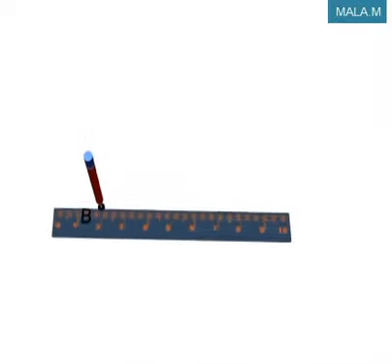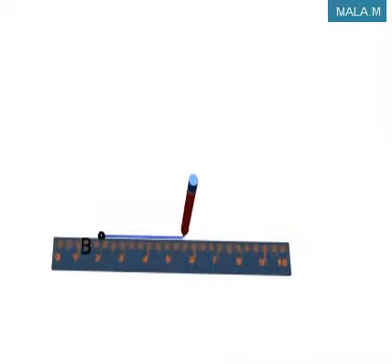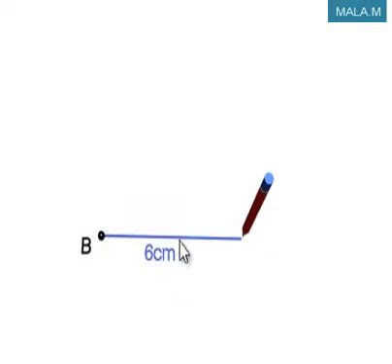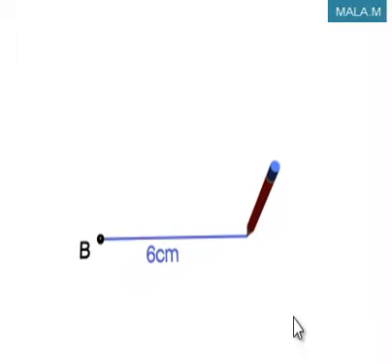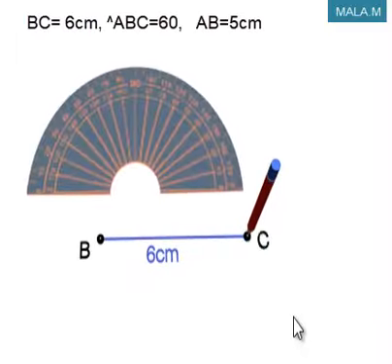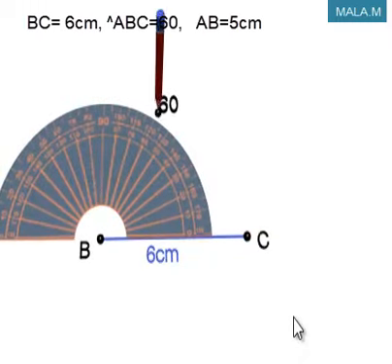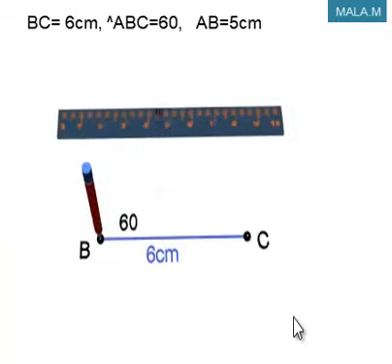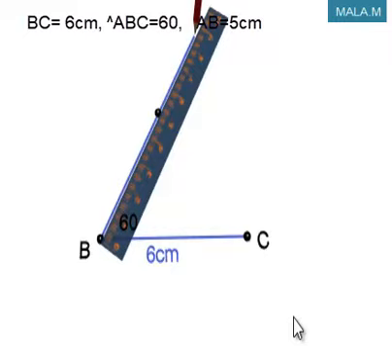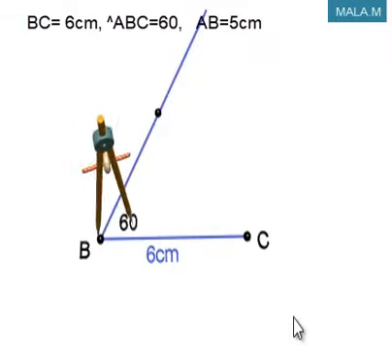Children, let us start the construction of triangle ABC as per the given data in the problem. For that, first mark a point on your notebook and name that point as B, and draw a line segment of measurement 6 centimeter and name that line segment as BC. Now with the help of compass, construct an angle of 60 degrees. Keep your compass center at the B point and measure 60 degrees from the C point. And draw a line segment from the B point through the 60 degree angle mark.